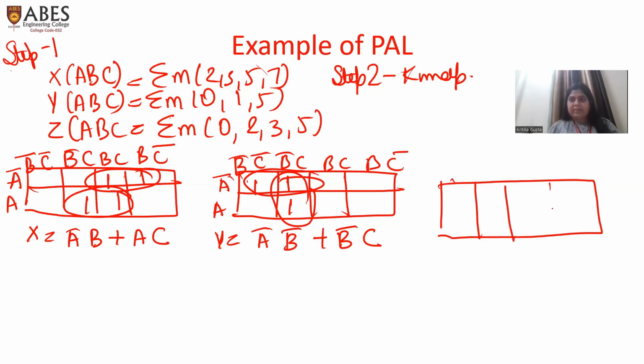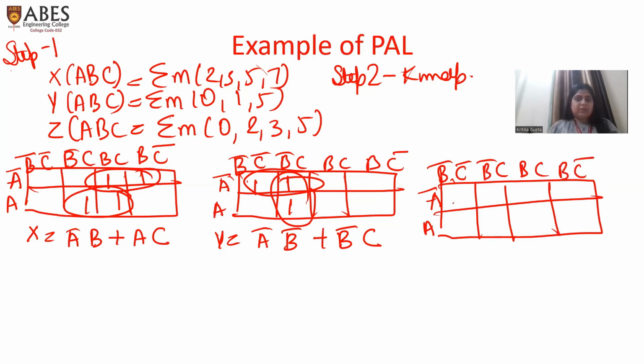again a K map of 8 cells: A bar, A, B bar C bar, B bar C, BC and BC bar. Yes. 0, 2, 3, 5.